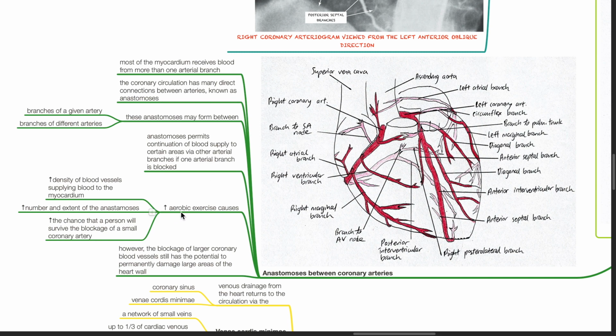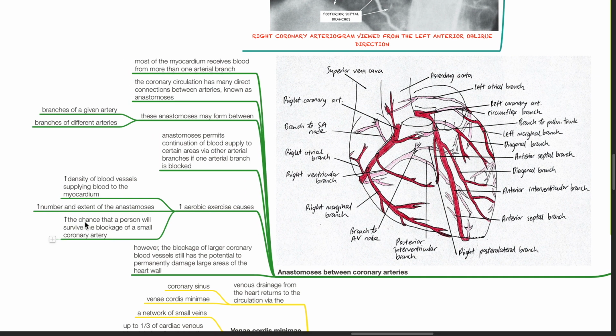Increased aerobic exercise causes increased density of blood vessels supplying blood to the myocardium, an increase in the number and extent of the anastomoses, and an increased chance that a person will survive the blockage of a small coronary artery. However, the blockage of larger coronary blood vessels still has the potential to permanently damage large areas of the heart wall.